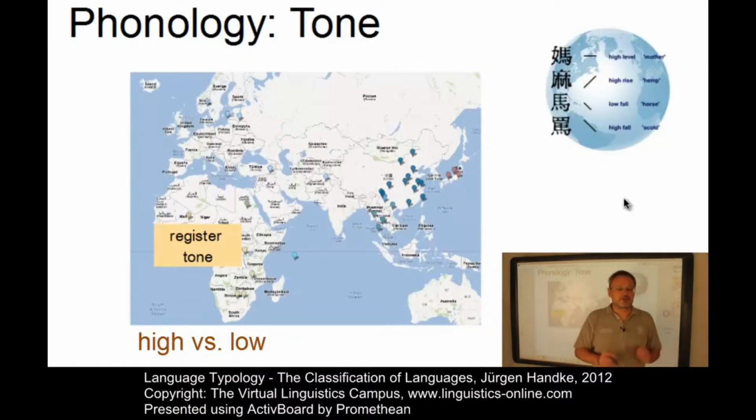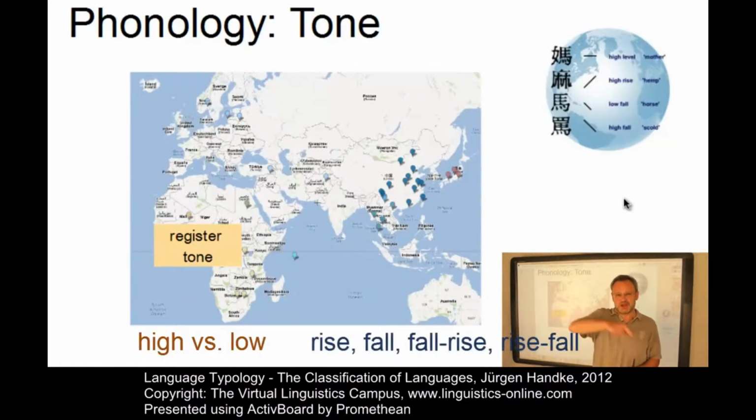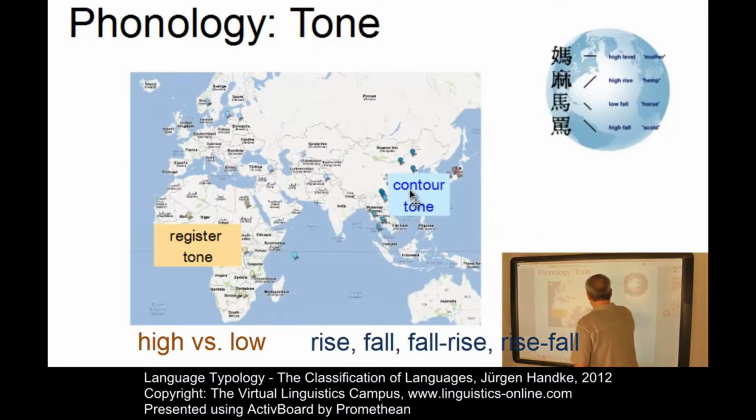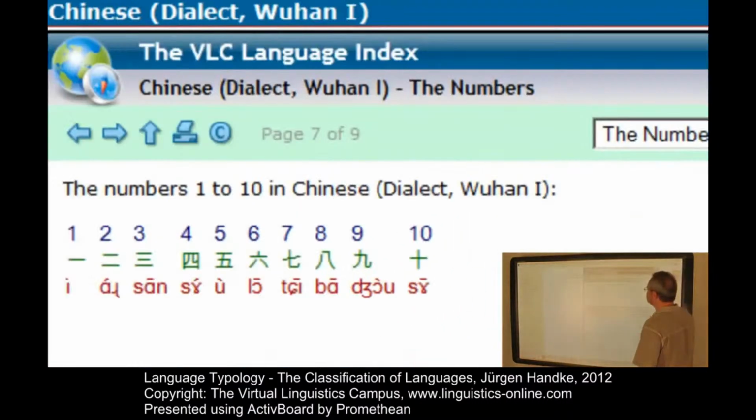More complex tone systems use contour tones, tones that involve gliding movements, for example, rising tones, falling tones, fall-rise, or rise-fall. The most well-known contour tone languages can be found in Asia, for example, in the Sino-Tibetan languages or in the Austroasiatic languages. Let us listen to some Chinese tones to illustrate this effect.